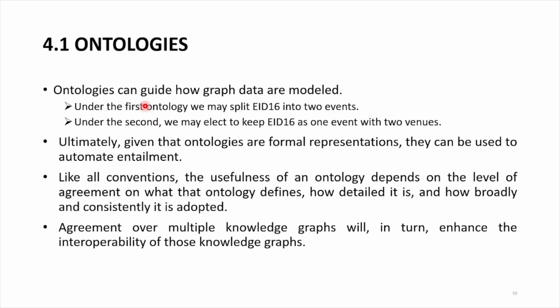Likewise, ontologies can guide how graph data are modeled. Under the first ontology, we may split EID16 into two events. Under the second, we may elect to keep EID16 as one event with two venues. Ultimately, given that ontologies are formal representations, they can be used to automate entailment.